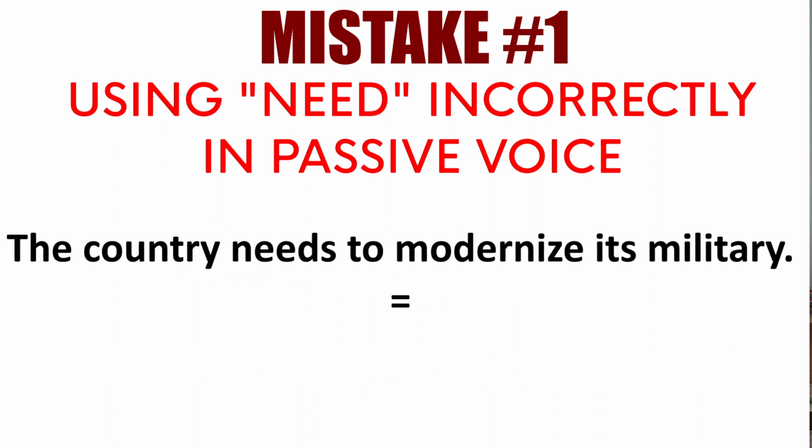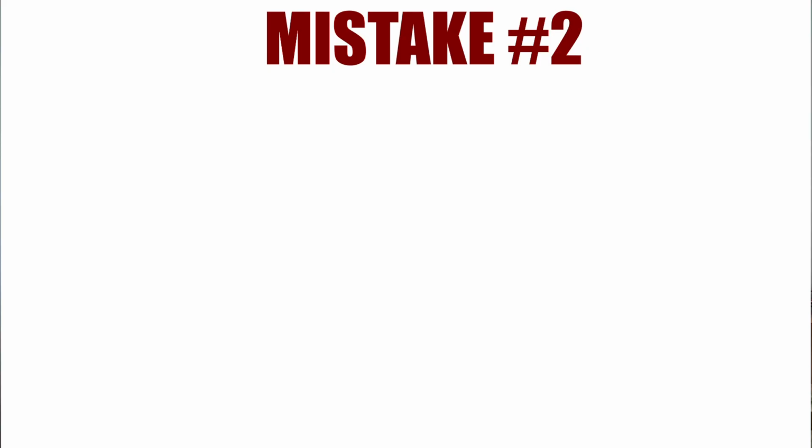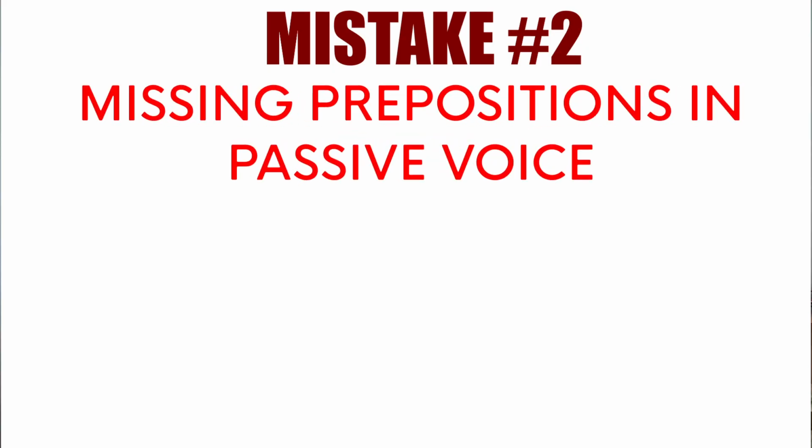One more example. The country needs to modernize its military. Well, we have needs to, so we make it passive after. The military needs to be modernized. So that's a common mistake. Well, let's look at number 2. This is forgetting the preposition in passive voice.